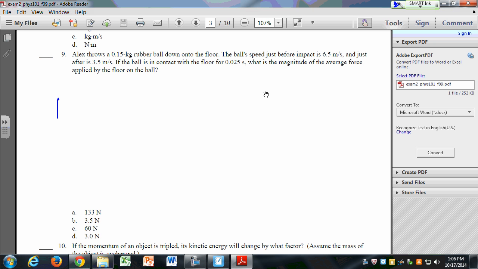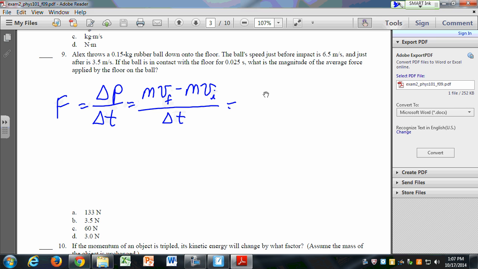So we're finding F is delta P over delta T. That's m v final minus m v initial over delta T. But since the mass doesn't change, I can just say m times (v final minus v initial) divided by my time. Now most of all these I have. The only tricky part is getting the signs right. What is my final velocity here?